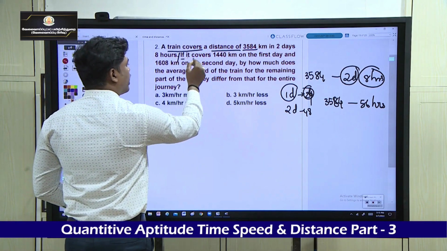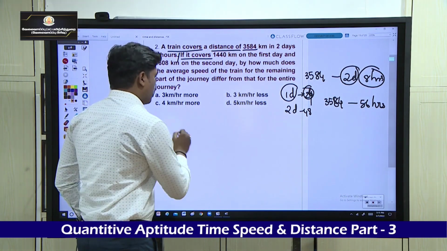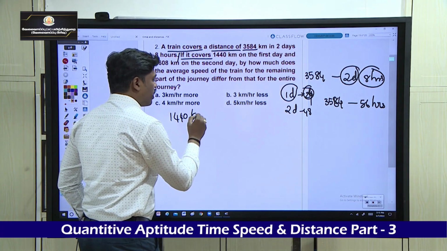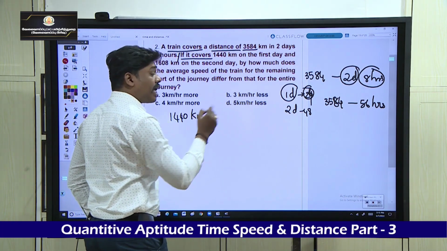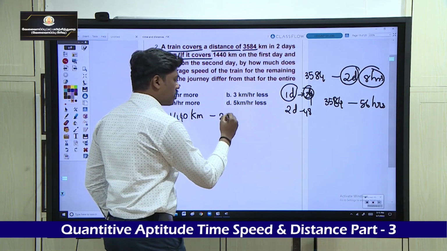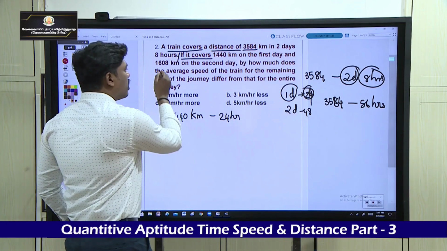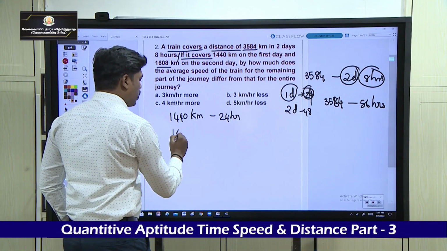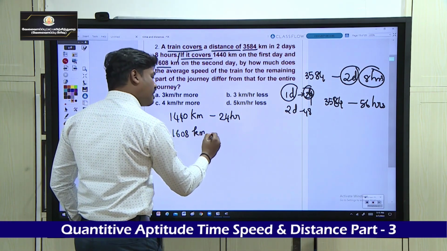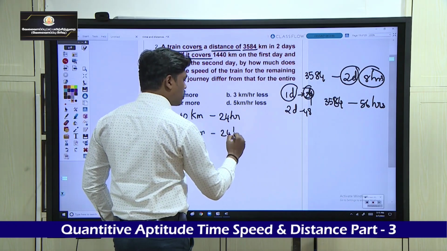So look at the next point here. If he covers 1,440 km on the first day, which means 24 hours, 1 day. Okay. And 1,608 km in the second day. So 1 day, which means again 24 hours.